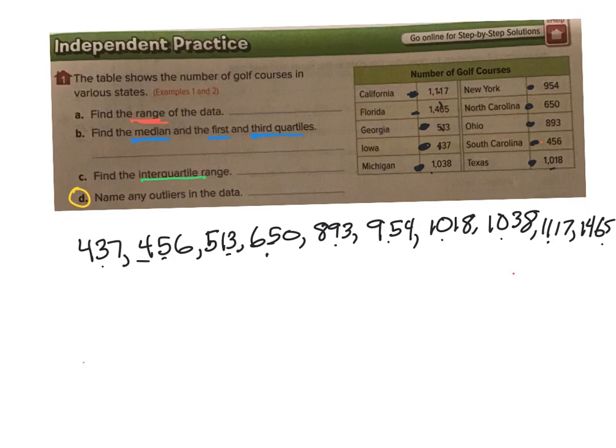So I take the big one, 1465. Subtract the little one, 437. And I get 1465 minus 437. I get 1028. So my range of the data is 1028. Cool. Now let's go to a little trickier.